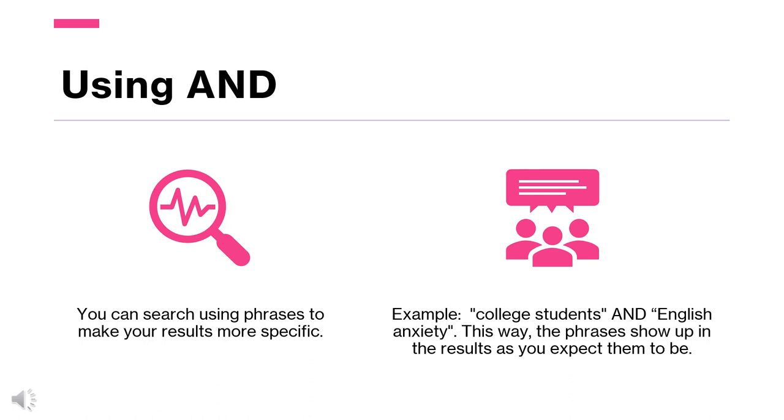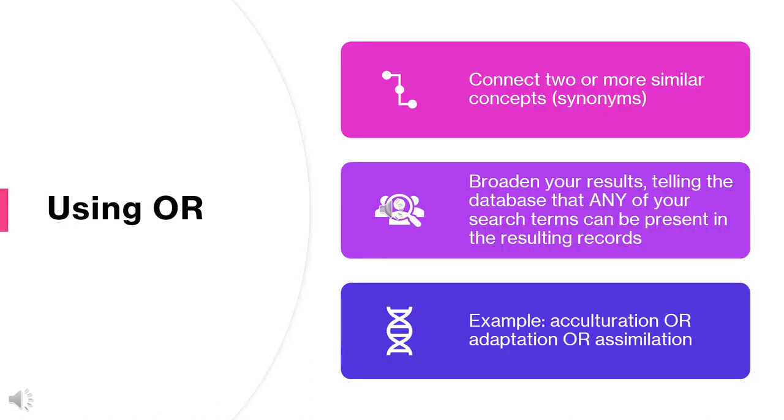To improve our search using AND, we can search using phrases to make our results more specific. For example, "college students" AND "test anxiety". In this way, the phrases show up in the results as we expect them to be. The second Boolean operator is the word OR. It connects two or more similar concepts. These concepts are said to be synonyms. It broadens our search.